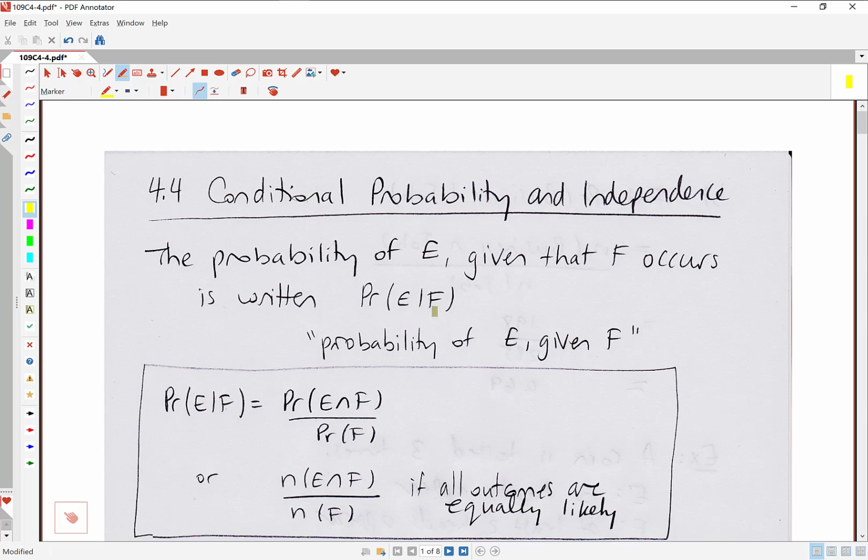So this type of probability where you have some given information at the back is called a conditional probability. And that's the first topic we're going to look at in this video.